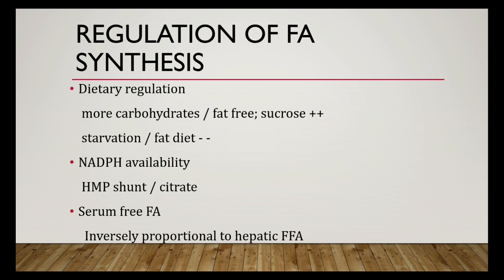Then NADPH availability. NADPH is obtained from the HMP shunt pathway or from citrate. So this NADPH is required in stage 3, that is reactions of the FAS complex. So this availability is important. Then there are serum free fatty acids. These are inversely proportional to hepatic free fatty acids.